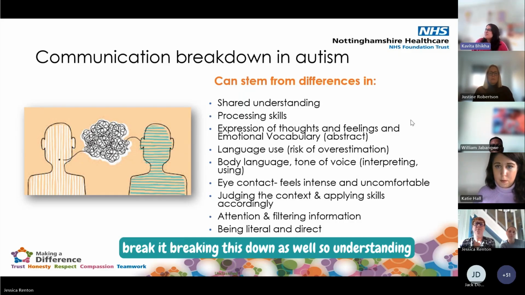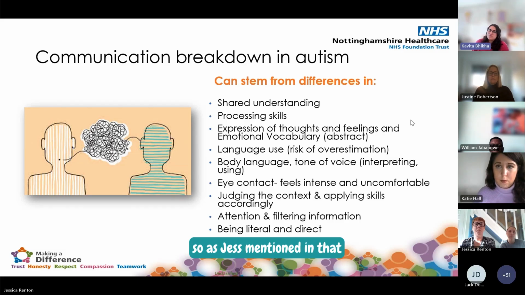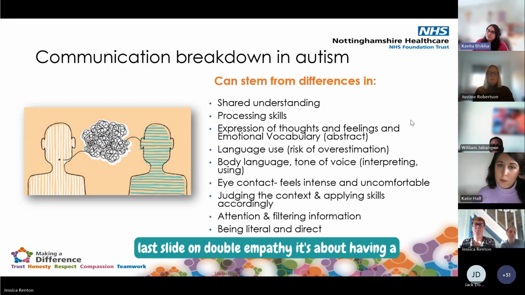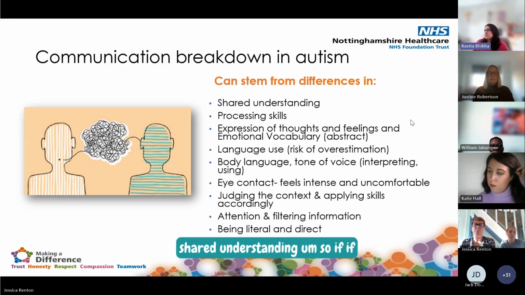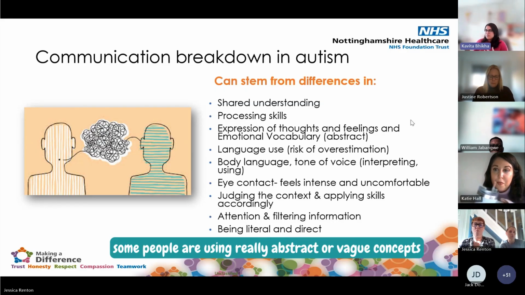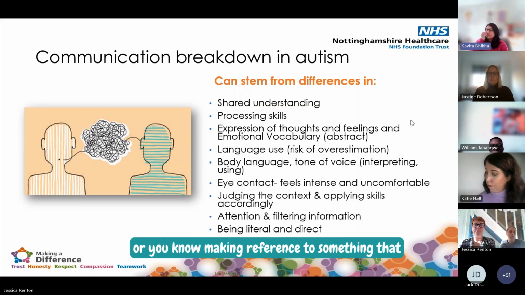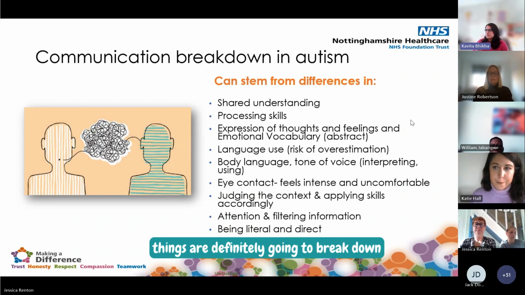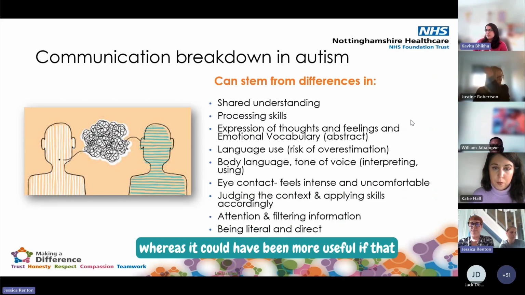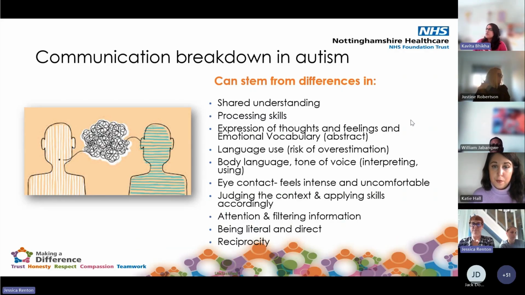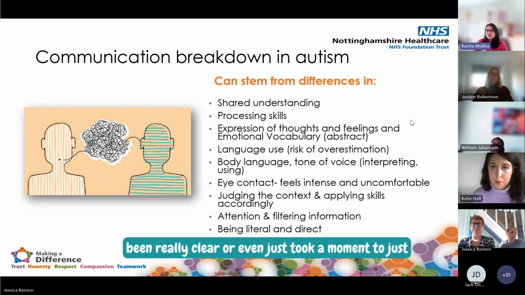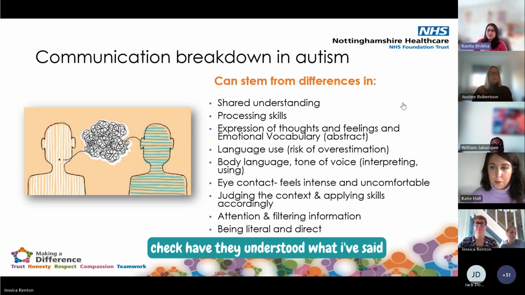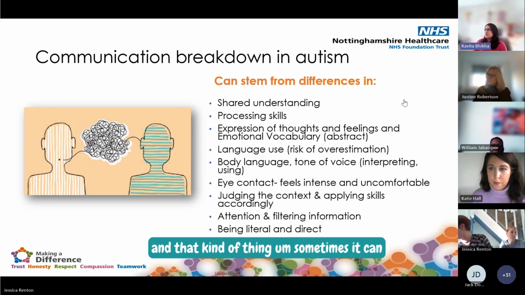So thinking about breaking this down as well. Understanding: as Jess mentioned in that last slide on double empathy, it's about having a shared understanding. So if some people are using really abstract or vague concepts, or making reference to something that happened previously and assuming someone's knowledge, things are definitely going to break down. Whereas it could have been more useful if that person had said it more specifically, been really clear, or even just took a moment to check, have they understood what I've said, and that kind of thing.